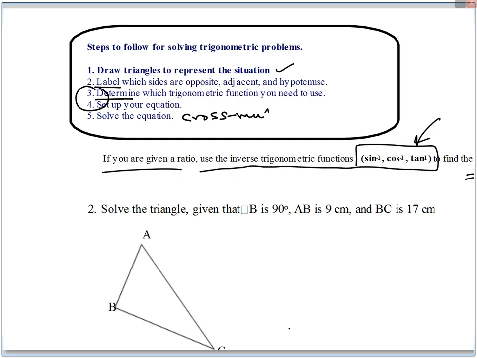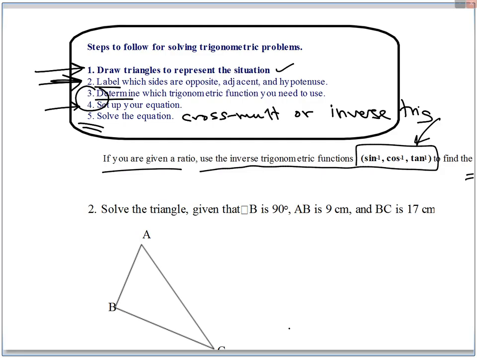Cross multiply or inverse trig. Those are the only two options for the execution step. You're either solving for a side, which you cross multiply, or you're solving for an angle, which you do inverse. So there's only two options for solve. Set up, there's 3 options, sine, cos, or tan. You got to pick which one. And if you got the labels and the proper sketch, you're going to have no problem.